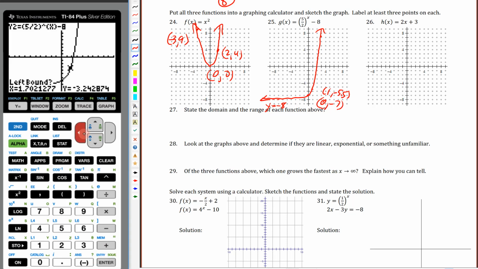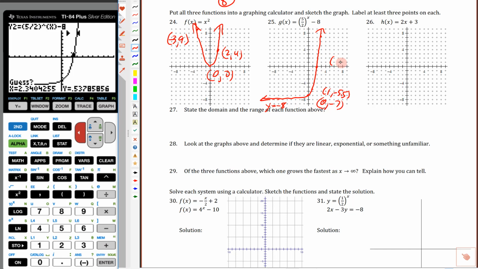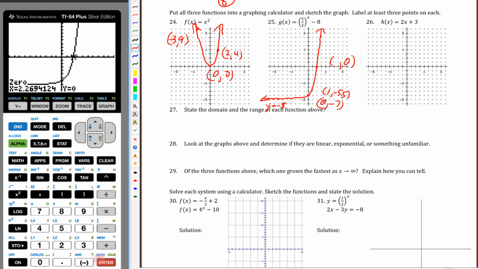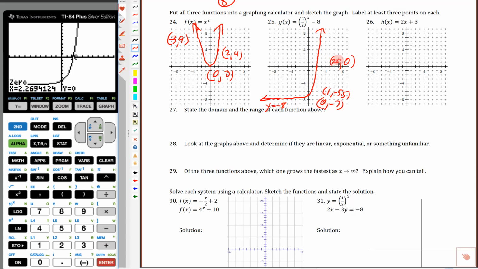So remember, we want to get on the left side of where we think it crosses the x-axis, and then on the right side of where we think it crosses the x-axis. What we're finding here is the point where it crosses the x-axis, so the y-coordinate would be 0. It says take a guess. It says about 2.27. So 2.27. Okay, put a decimal on there.